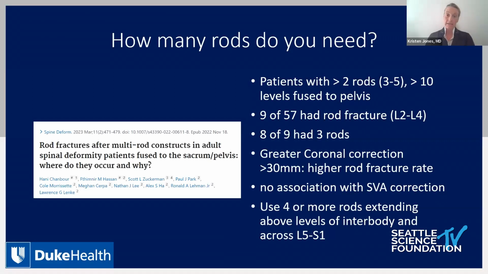But what was very clear was correcting any significant amount of coronal alignment resulted in a higher risk of rod fracture for 3 rods. So if you use more than 3 rods and you're extending, the next question is, how high do I want the rod to extend? Where do I need it to go? And that's something that we don't really have a clear indication of as of right now.